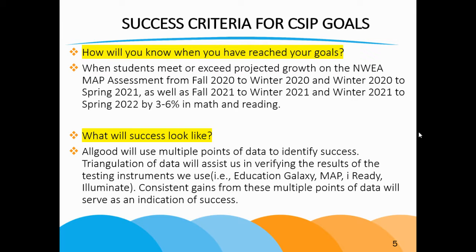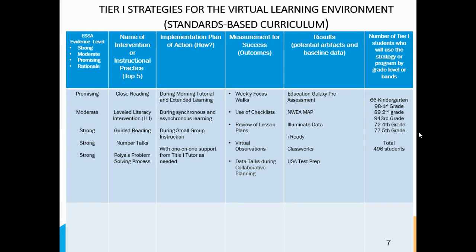What will success look like? Allgood will use multiple points of data to identify success. Triangulation of the data will assist us in verifying the results of the testing instruments we use, which are Educational Galaxy, MAP, iReady, and Illuminate. Consistency gained from these multiple points of data will serve as an indication of success.